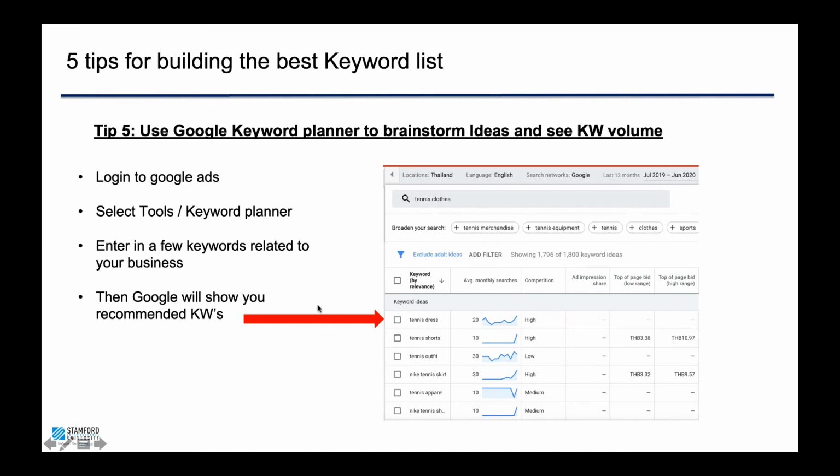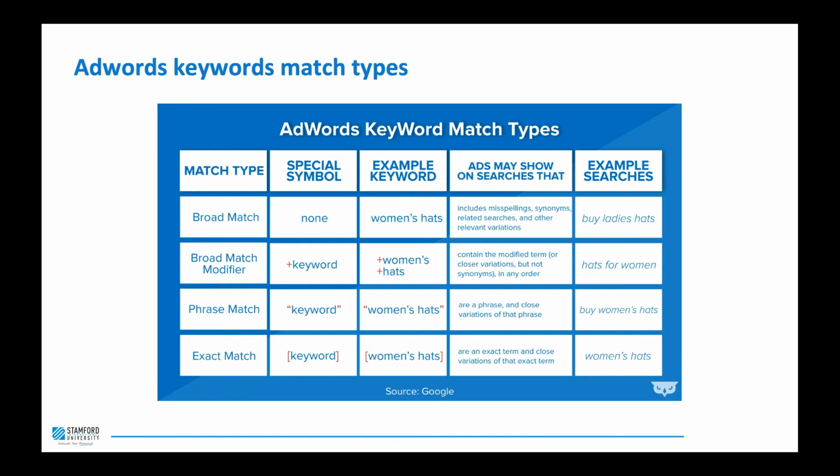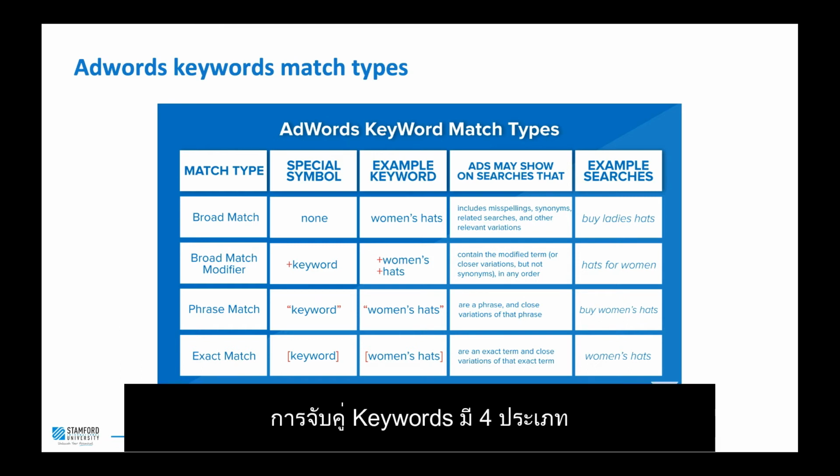All right, so those are the 5 tips for building your keyword list. In this class, we're just going to give a short introduction to the different keyword match types. In the advanced Google SEM class, we'll cover this, but for now, I'll just present this one slide. Okay, there's 4 main match types.